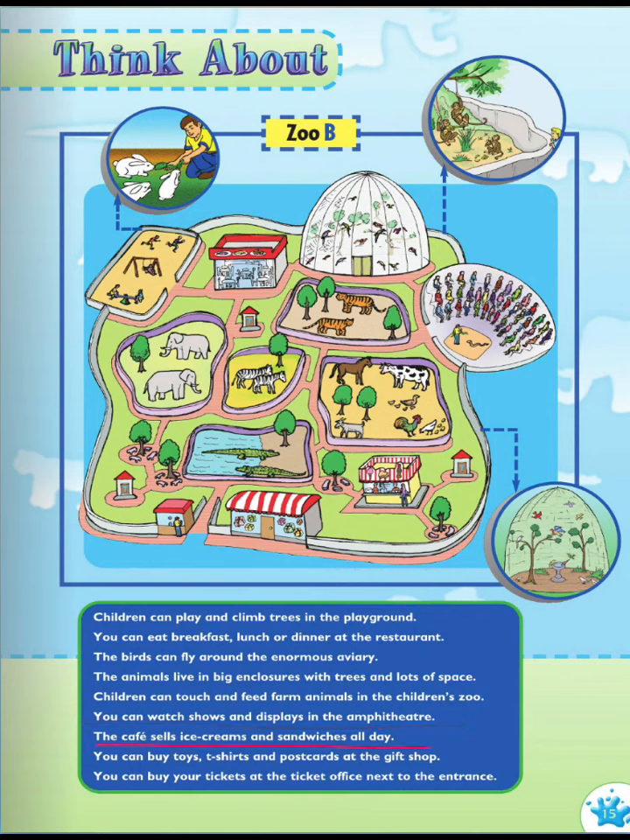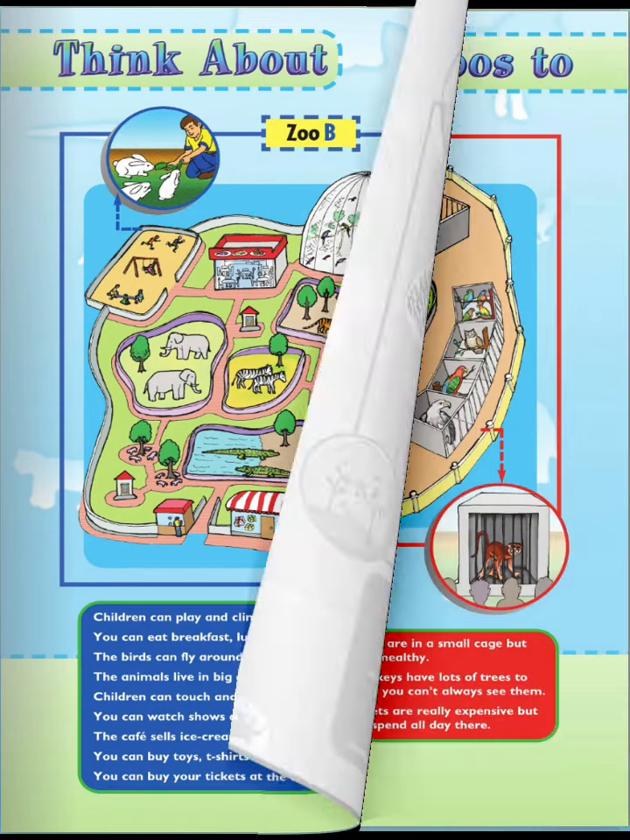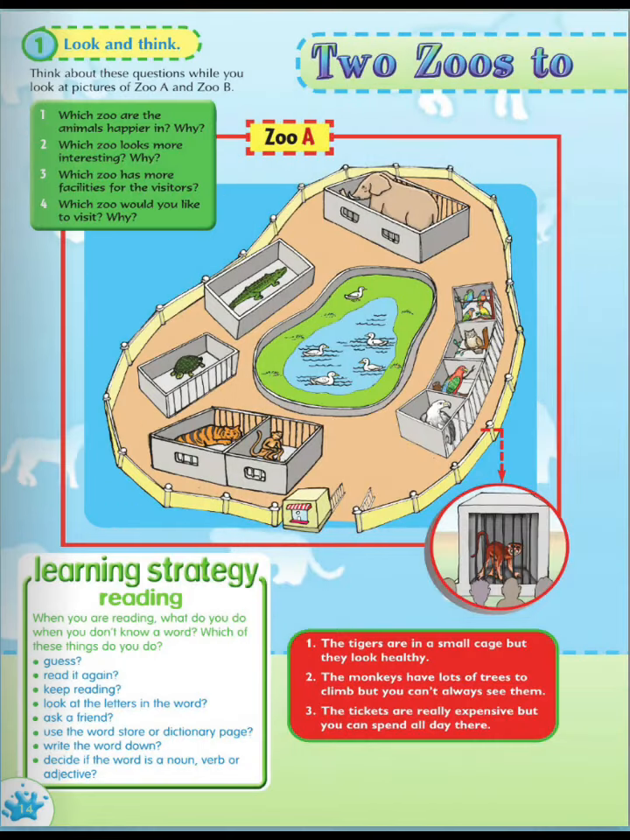The cafe sells ice cream and sandwiches all day. You can buy toys, t-shirts, and postcards at the gift shop. You can buy your tickets at the ticket office next to the entrance. Now, let's go back to page 14 and answer the questions.